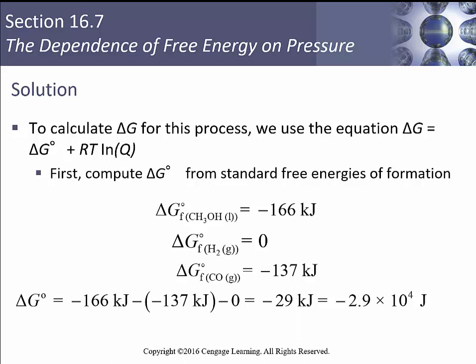So to calculate delta G for this process, we're going to use our equation delta G is equal to delta G naught plus RT ln Q. So we're going to first compute the delta G naught from our standard free energies of formation. So delta G of formation minus 166 kilojoules for the methanol. For hydrogen, it's 0 because it's an element in its natural state. And for our carbon monoxide, it's minus 137 kilojoules. So we're going to take their difference, products minus the reactants, and we end up with minus 29 kilojoules as our delta G naught.